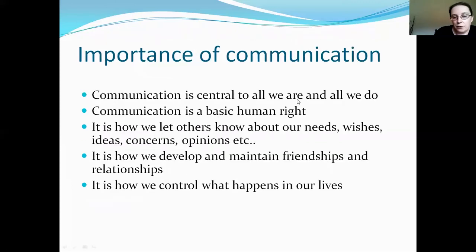So why is it important to understand communication? Communication is central to all we are and all we do. It's a basic human right, and it's how we let others know about our needs, wishes, ideas, concerns and opinions. And it's how we develop and maintain our friendships and relationships. And it's how we control what happens in our lives. It's the way we tell people we don't like something or we're happy to do something. So imagine how scary and isolating it must feel to have people not understand you or you not understand them.